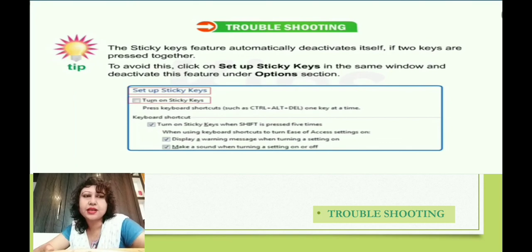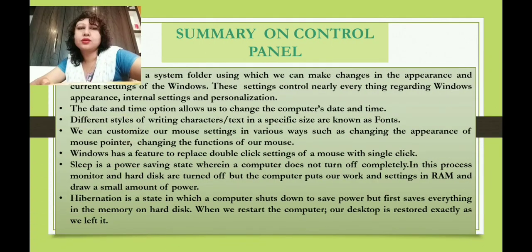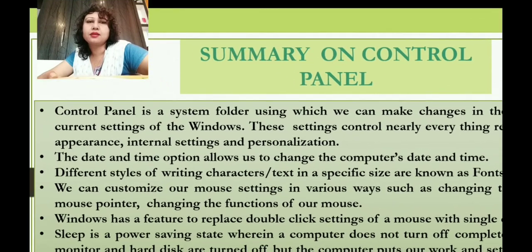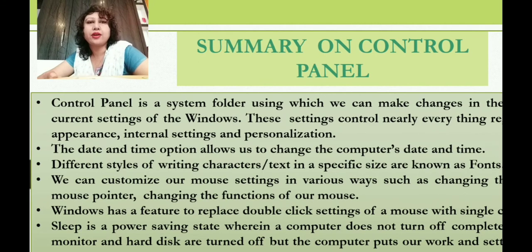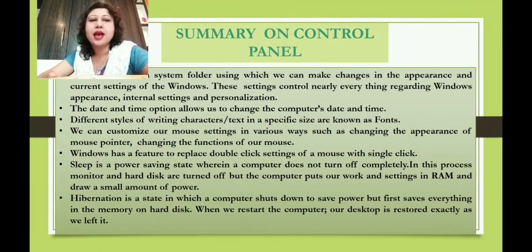Alright, so let us summarize today's session. Today we recapitulated the control panel. So what is control panel? Control panel is a system folder using which we can make changes in the appearance and current settings of Windows. These settings control nearly everything regarding our Windows appearance, internal settings and personalization.